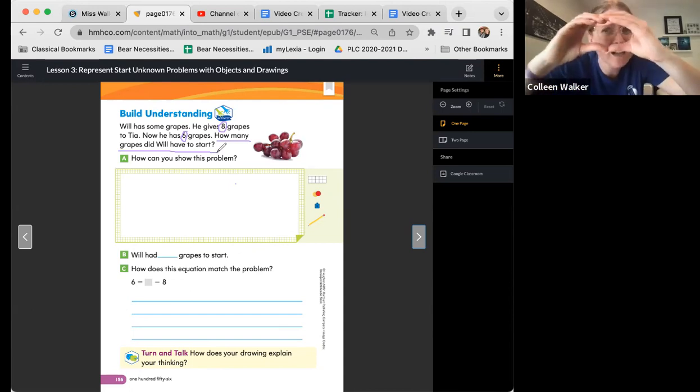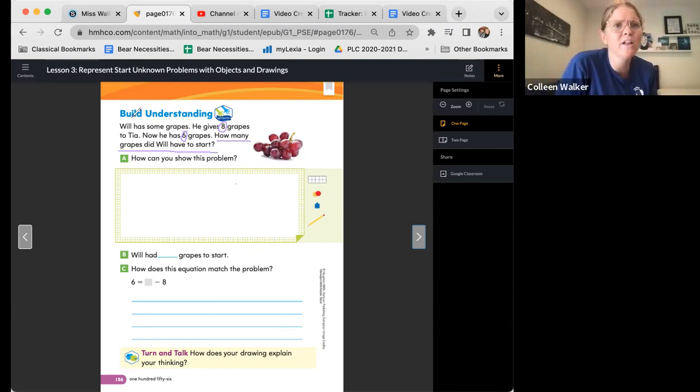And we need to box keywords. So it says Will has some grapes. He gives 8 grapes to Tia. Now he has 6 grapes. How many grapes did Will have to start? Did he get more grapes or did he give them away? Yes, is that a key word? Yes, when you're giving, that is giving us a clue. So we're going to put a box around gives.